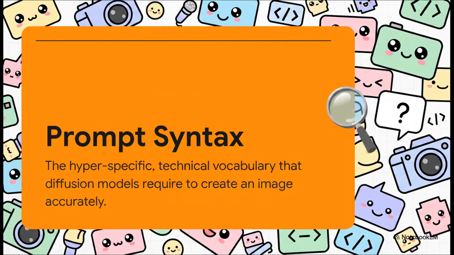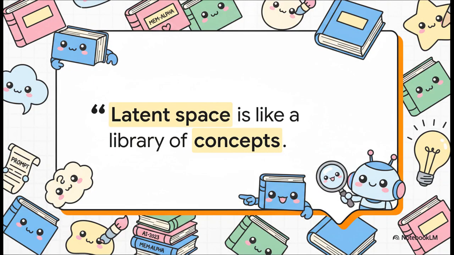What the AI actually needs is something called prompt syntax. Now, this isn't just a jumble of descriptive words. It's a hyper-specific technical vocabulary. Honestly, you should think of it like a programming language, but for images. It has the exact terms for camera lenses, for lighting models, for rendering engines, all the stuff the AI was originally trained on. You know, the source material gives us this great way to think about it.